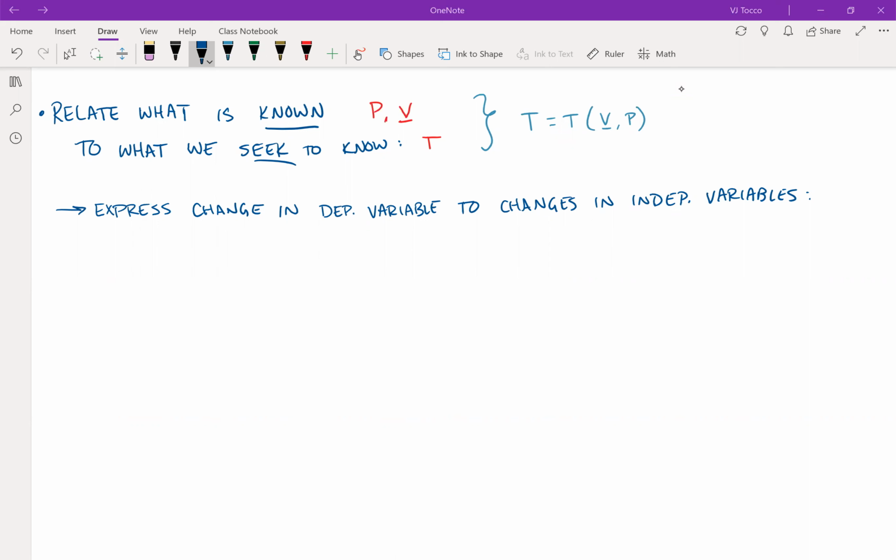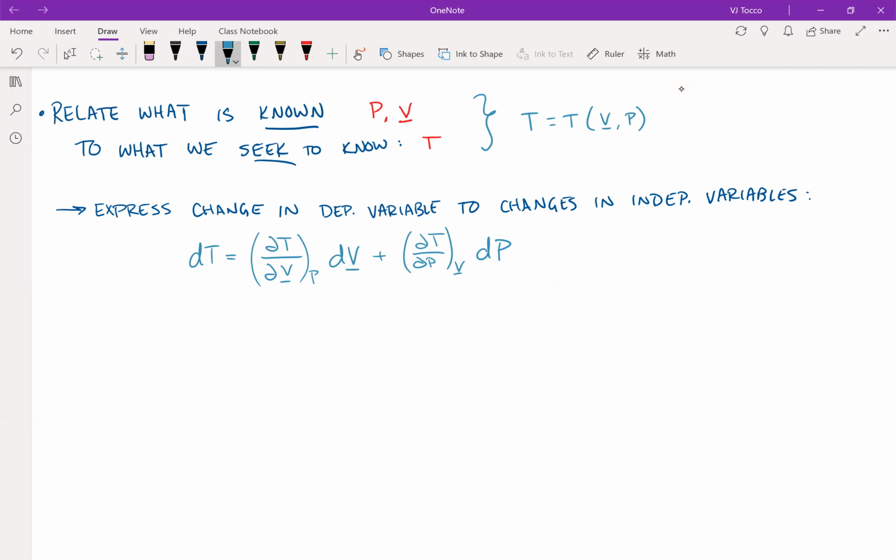So I want to express the change in my dependent variable, which is T, to changes in independent variables. So again, that is dT is equal to the partial of T with respect to volume at constant pressure times the change in specific volume, plus the partial with respect to P at constant volume times the change in pressure.